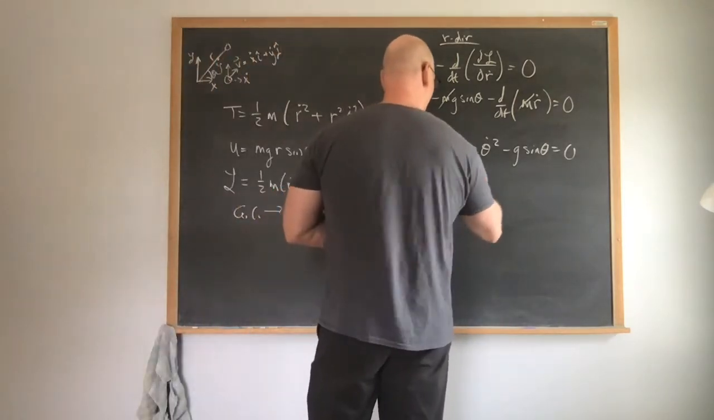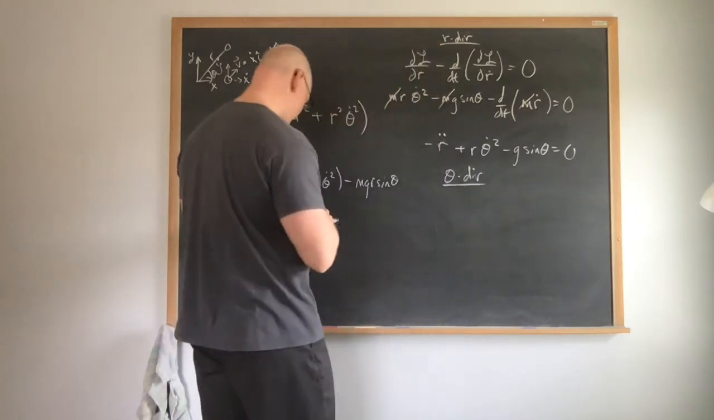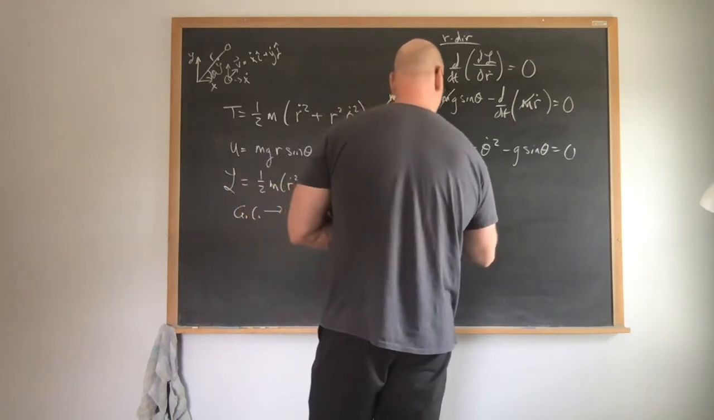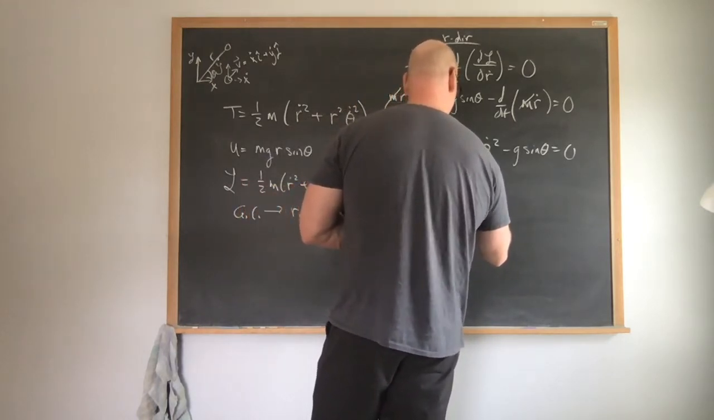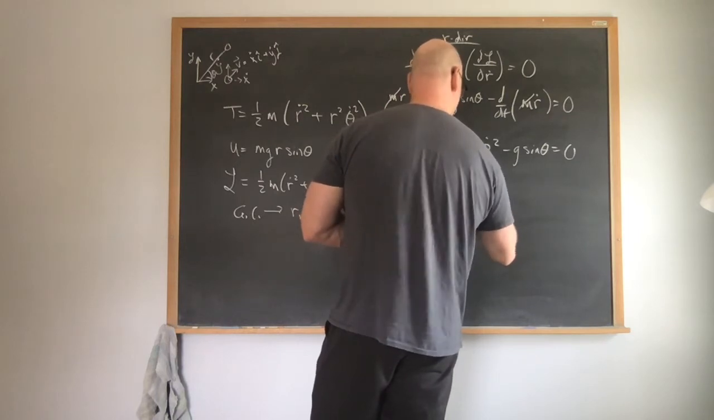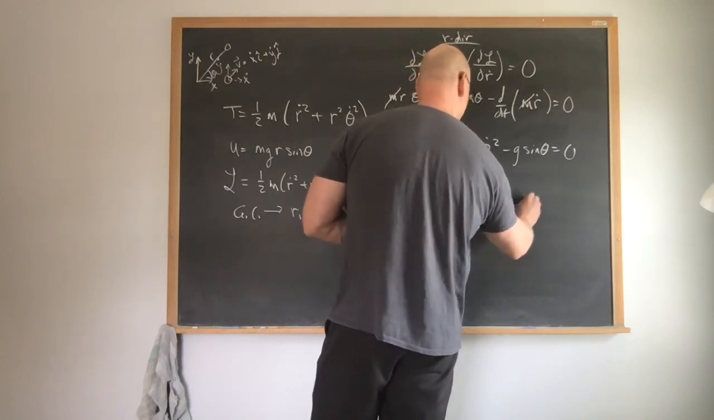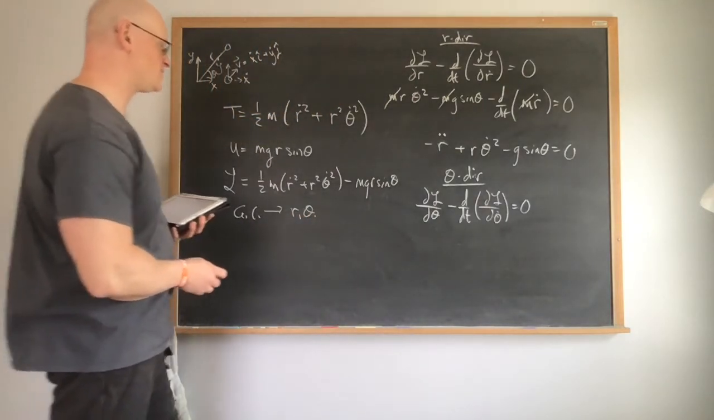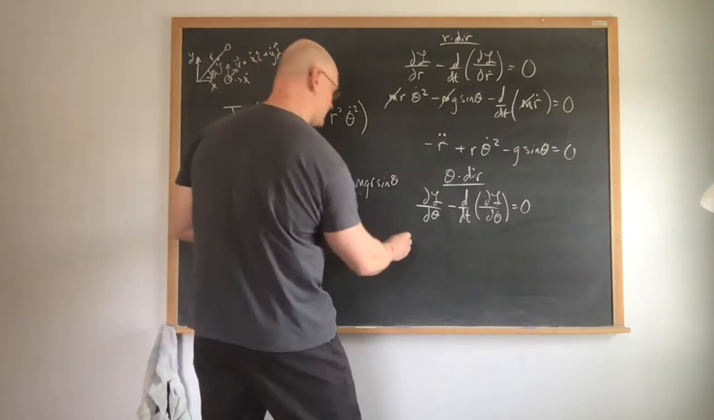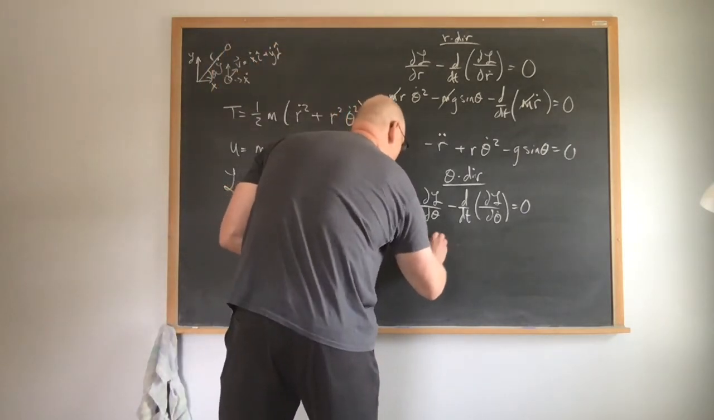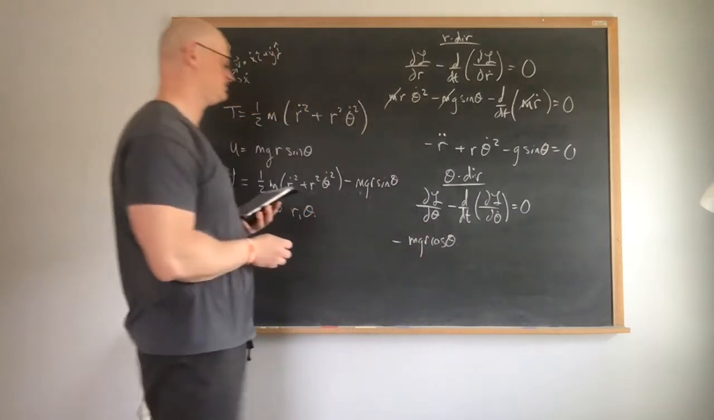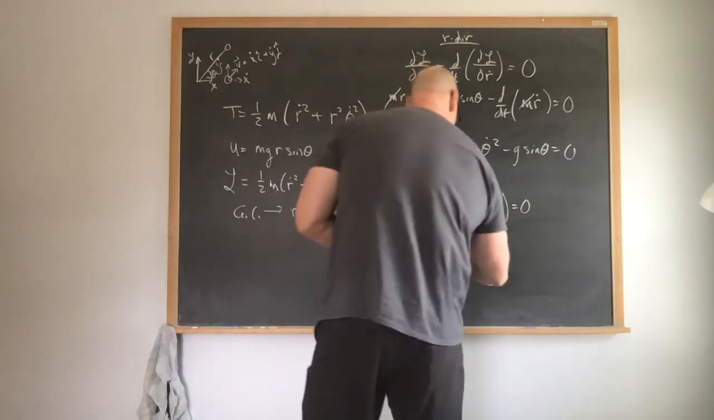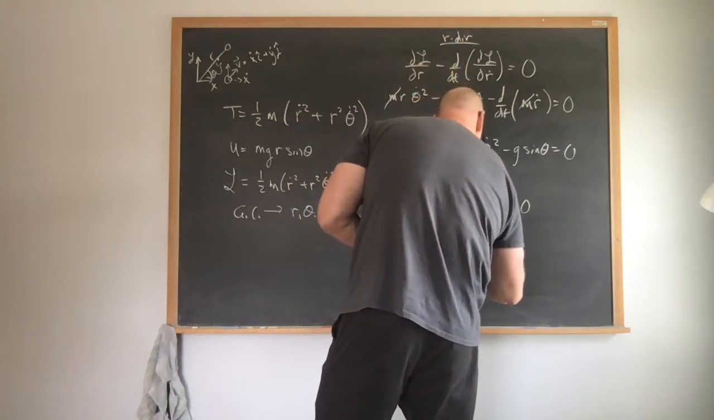And now let's look at the theta direction. So for my theta direction, again, we now have the partial of the Lagrangian with respect to theta minus the time derivative of the partial of the Lagrangian with respect to theta dot, again, is all equal to 0. So theta, there's only one term that depends on theta, and that's this guy. So I'm going to get a minus mgr times cosine of theta, right? Because the derivative of sine is cosine. Then I'm going to get a minus time rate of change of.